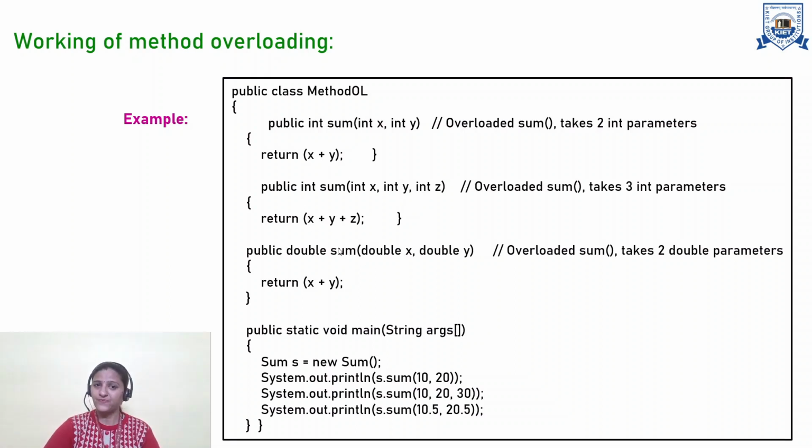Next, sum. It is having two variables. But this time, in this case, the two variables are int. But here, the two variables are of type double and it's returning the value. So this way, it is possible to overload the method. Output will be in such a manner.